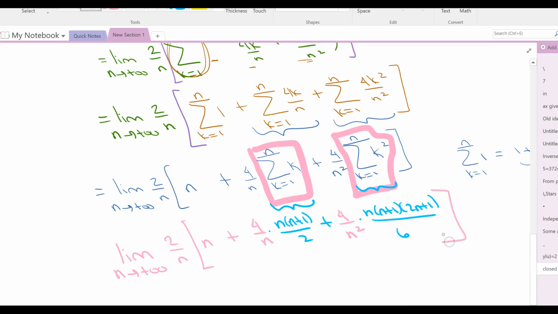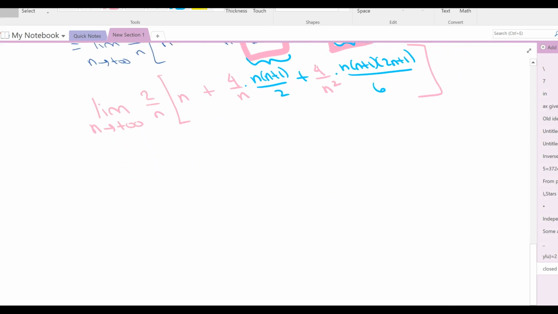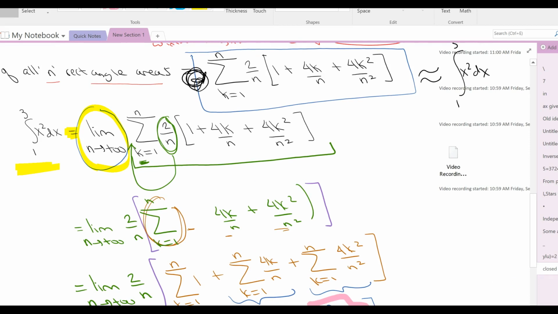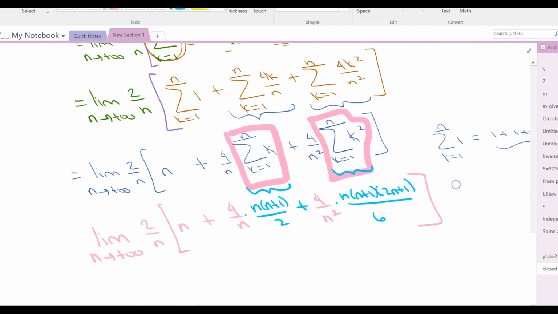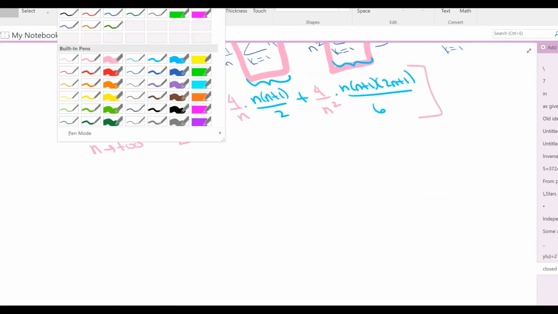And can you believe it? Look what we've done. We have now dealt with the summation piece of this limit of a Riemann sum, which is really no easy task, as you can see. Now I'm in familiar territory.